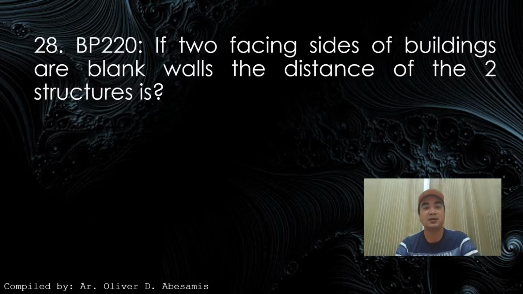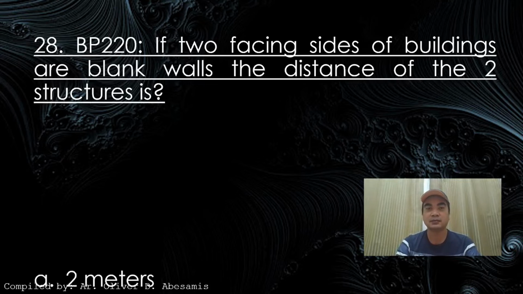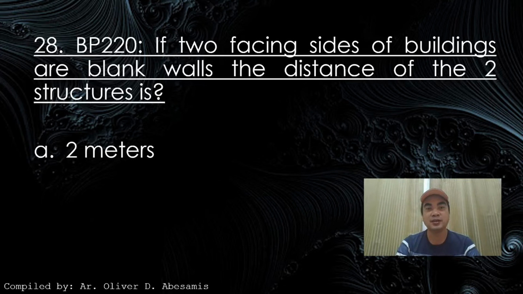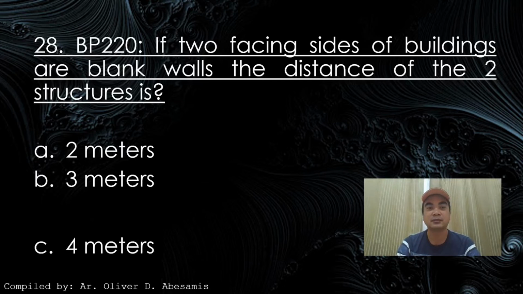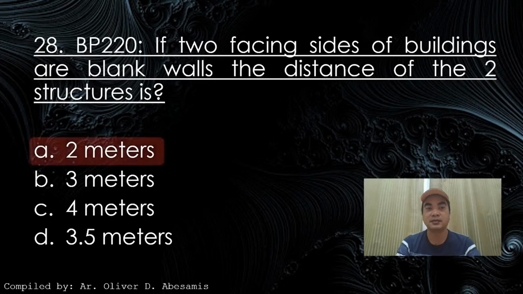28. As per BP220, if two facing sides of buildings are blank walls, the distance of two structure is A. 2 meters, B. 3 meters, C. 4 meters, D. 3.5 meters. Answer: A. 2 meters.